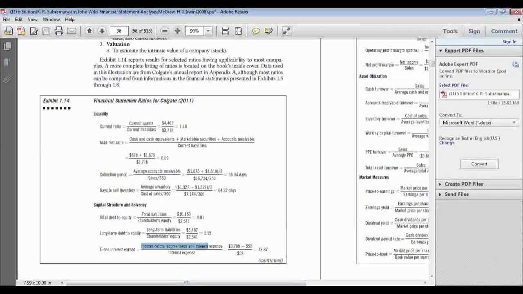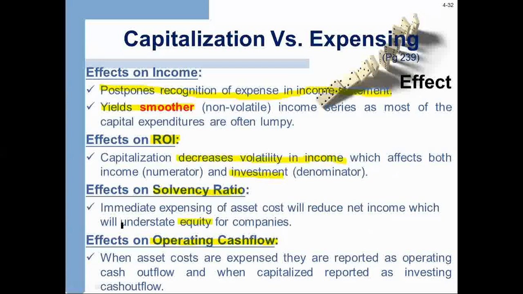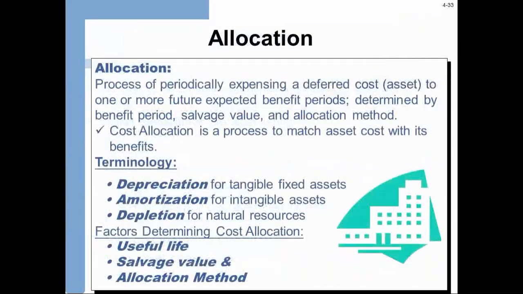So that's why we need to see the effect of capitalization on our financial ratios, and on our statement of financial position and statement of financial performance. So these are the effects of capitalization. When we are going to record it as an expense, slowly we are going to record it as an expense. After this, these effects of capitalization, we are heading towards the allocation, how to record or how to take out a small portion of the expense from the balance sheet and put it in the income statement.